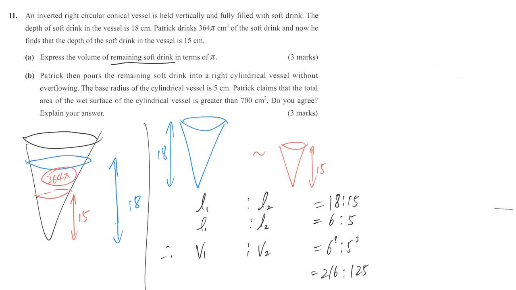Or if you don't want to let k, then maybe you just write down V1 to V2 is equal to 216 over 125. And then you want V2, that's why you don't want V1. V1 is V2, this is V2. And then get extra 364.